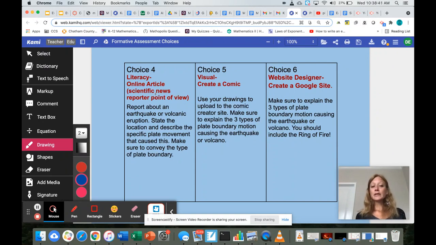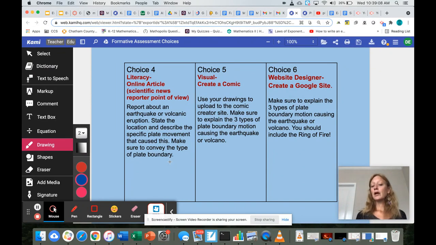There's also a literacy option. Say if you're in the mode for writing, you could write an online article where you could report about an earthquake or a volcanic eruption. You'd have to state the location. So much like when we observed land and water meeting, you want a specific location so you can convey the certain type of plate boundary for your article and the stresses that cause that earthquake or volcanic eruption.